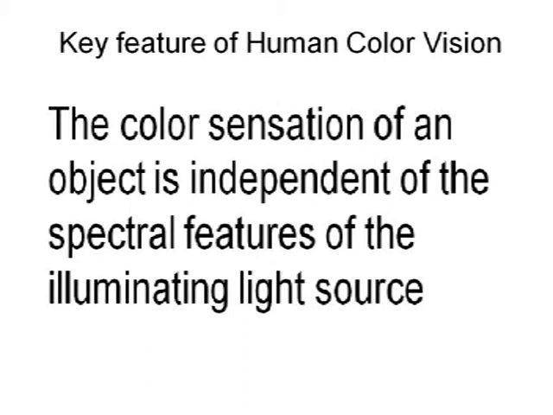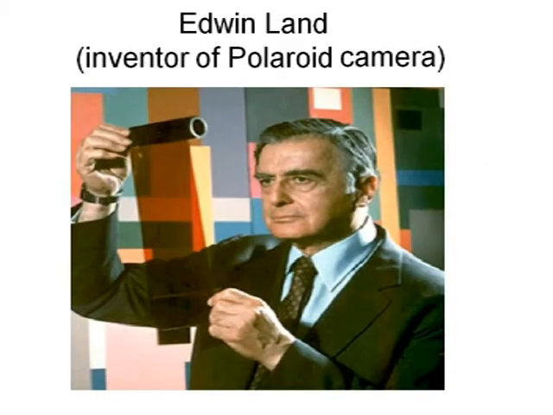The main characteristic feature of color sensation is that it is quite constant even when the scene is illuminated by different illuminants such as direct sun, diffused sunlight, and various lamps. Edwin Land, the inventor of the Polaroid camera, executed experiments in order to understand how the sensation of color is constant under different illuminations.